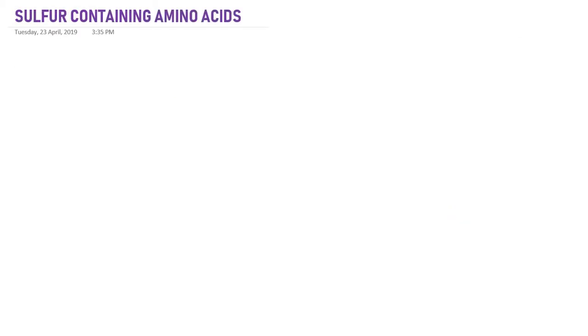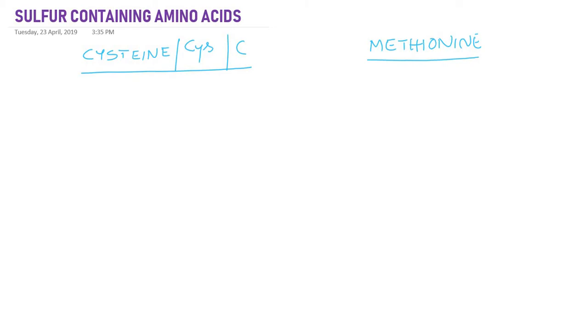Hello everyone, today we are going to learn sulfur containing amino acids. There are two amino acids. One is cysteine, and the three-letter abbreviation is CYS and the one-letter abbreviation is C. So there is no difficulty in remembering the three-letter abbreviation as well as the one-letter abbreviation. The other sulfur containing amino acid is methionine. The three-letter abbreviation for methionine is MET and the one-letter abbreviation is M.